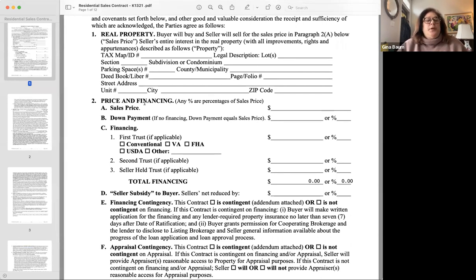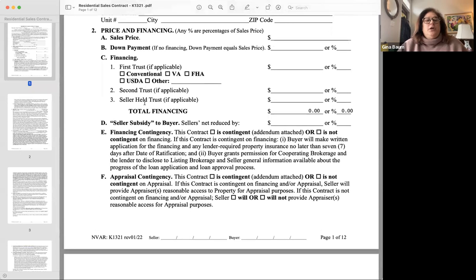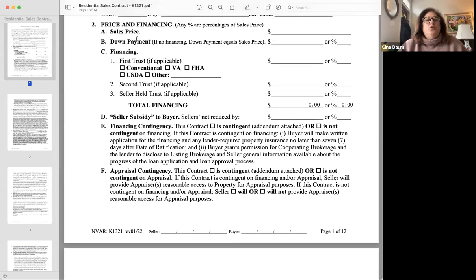Okay, so paragraph 2, now we're going to talk about the consideration or the price and the financing. So here is where you would write down in A, the sales price. In B, you can use a number, like if your clients say, oh, I want to put $100,000 down, then you would use a number here. Or if they say, oh, I want to put 20% down, then you can use just the percentage here. Or you don't have to use both.